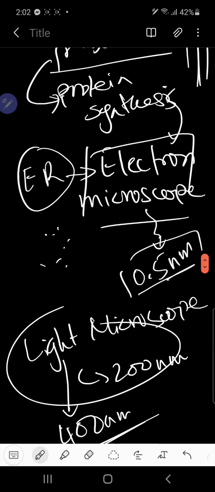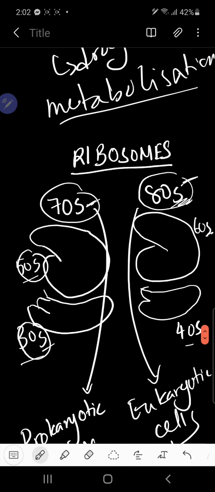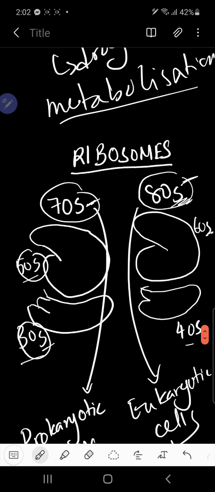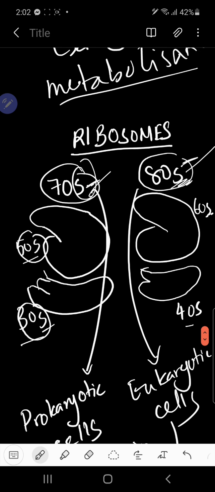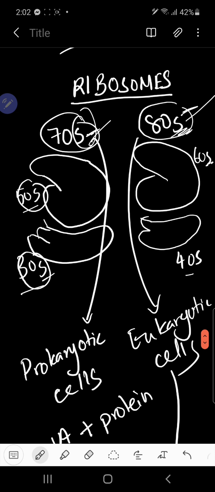So that's it for this video. What we covered is that the 70S ribosome is found in prokaryotic cells, 80S is found in eukaryotic cells. This S stands for Svedberg unit, which is the amount of time required for substances to sediment in a very high speed centrifuge. That's why when they add up together they form 70S, and this is not a mathematical thing.